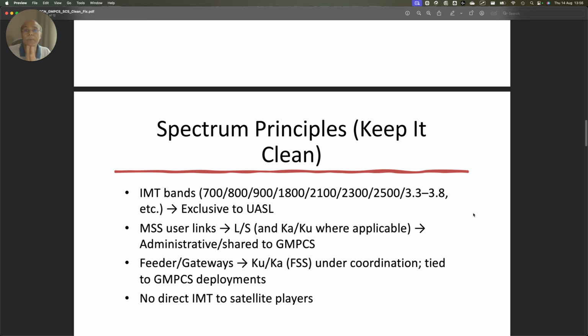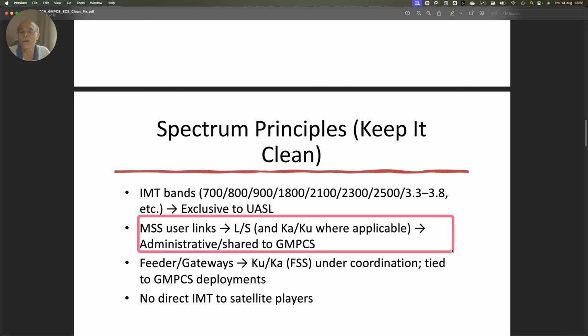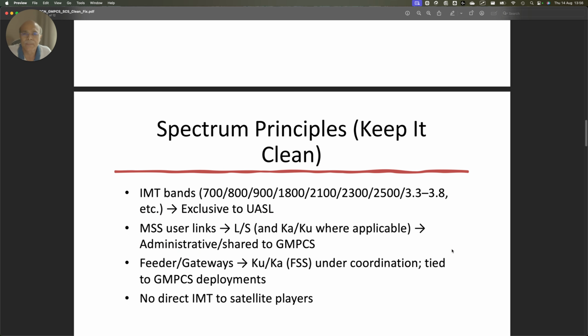Now, satellite players like Starlink can use spectrum in shared spectrum. Like we have Ka band, Ku band, and you can also use L and S band. L and S band at a lower frequency and Ka and Ku band at a higher frequency. These are all shared spectrum bands. These can't be given exclusively. Now, if a GMPCS licensee wants spectrum in any of these bands, then it has to apply to the government. Look, I want spectrum. Please give me spectrum in L and S band or Ka-Ku band.